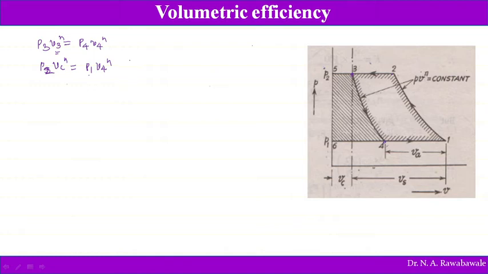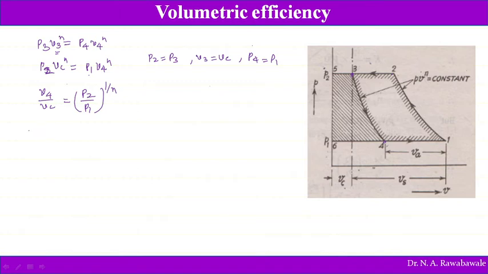So how we have written this: P2 is equal to P3, V3 is equal to Vc, and P4 is equal to P1. So polytropic law, P3 V3 to the power of n is equal to P4 V4 to the power of n, applying polytropic law for compression and expansion, we get this. Now we can rewrite this as V4 divided by Vc is equal to P2 divided by P1 to the power of 1 over n.